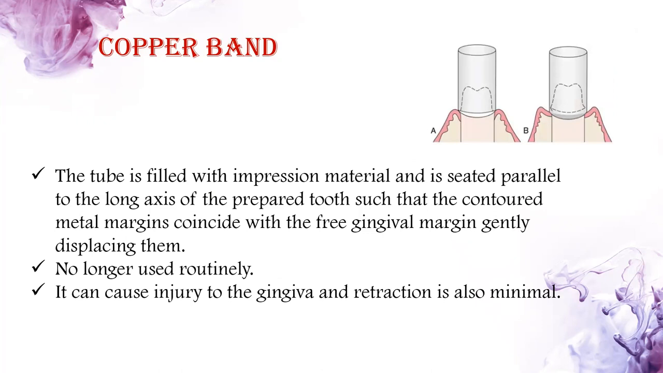The tube is filled with impression material and is seated parallel to the long axis of the tooth such that the contoured metal margins coincide with the free gingival margin, gently displacing them. No longer used routinely. It can cause injury to the gingiva and retraction is also minimal.